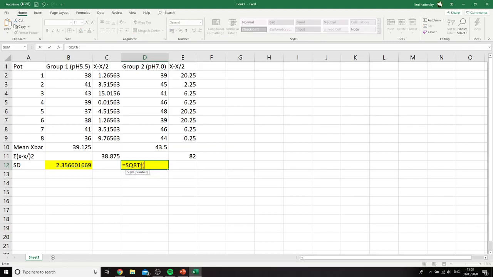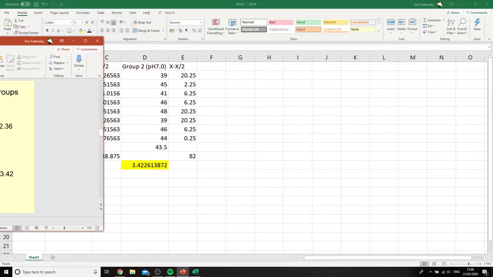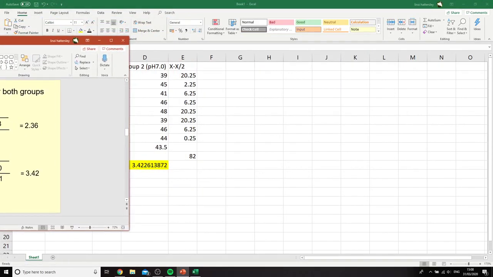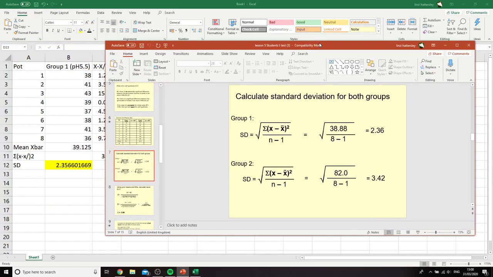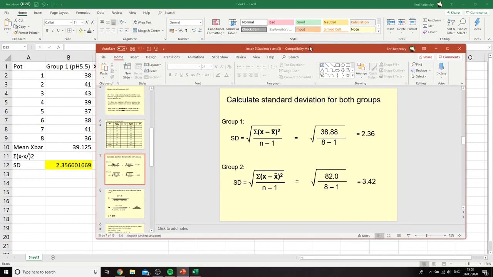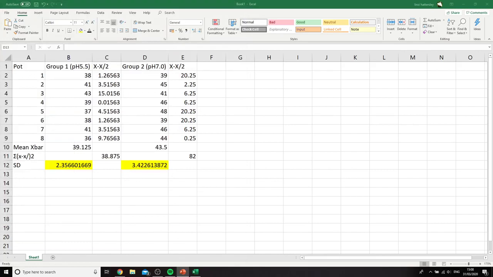Open the bracket again. 82 divided by 7. Close. Close. Enter. Okay. Is that right? So we've got 3.42, yes, and we've also got 2.36. Brilliant.